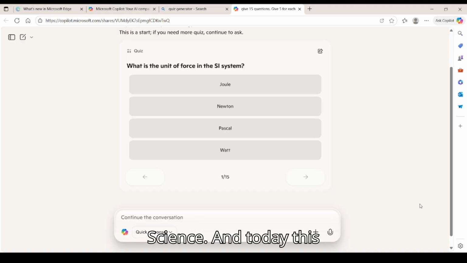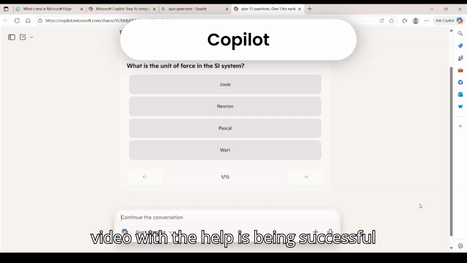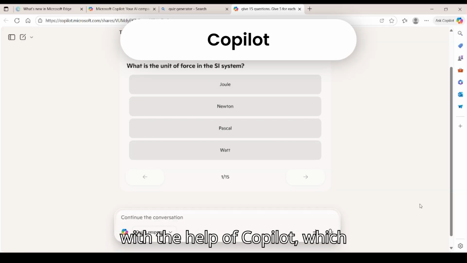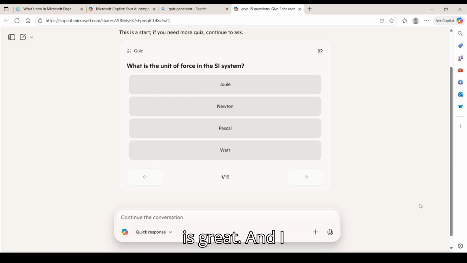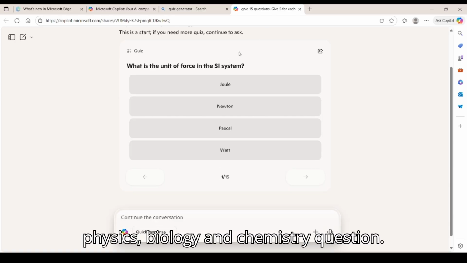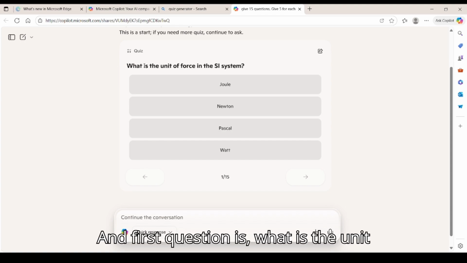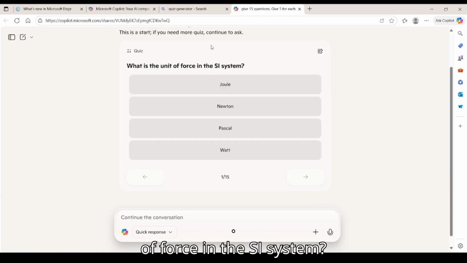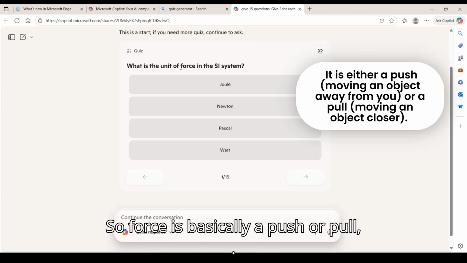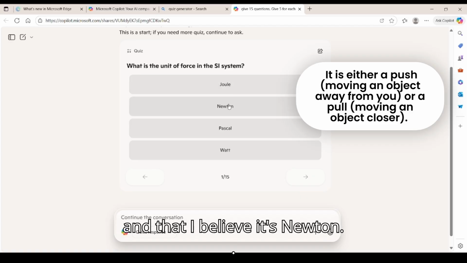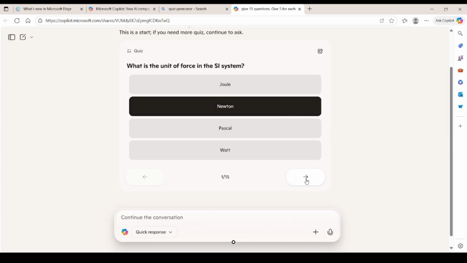And today's video is being made with the help of Copilot, which is great. I asked it to generate a quiz, so I'm going to attempt it. There are 15 questions, each mixing physics, biology, and chemistry. The first question is, what is the unit of force in the SI system? Force is basically a push or pull, and I believe it's Newton.